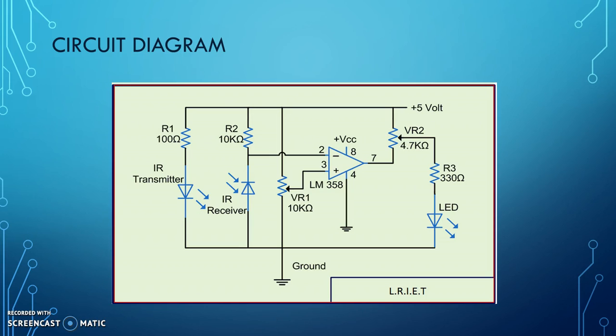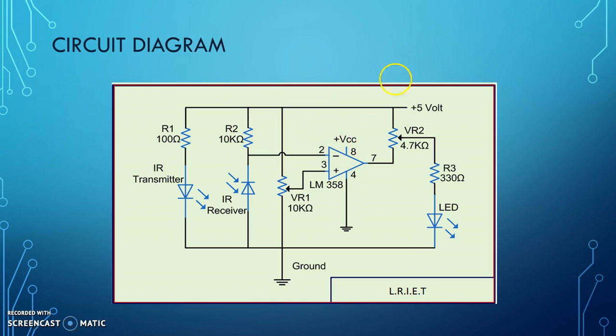This is the circuit diagram of the IR proximity sensor. It consists of different components: the resistors R1, R2 and R3, an IR transmitter and receiver pair, variable resistors VR1 and VR2 that is potentiometers, an LED that is light emitting diode, and here is the LM358 IC which we are going to use as a comparator.